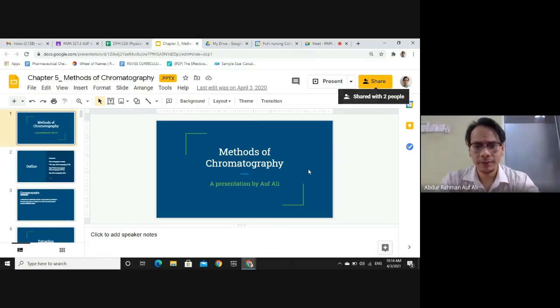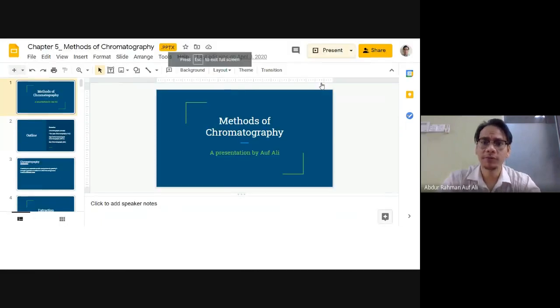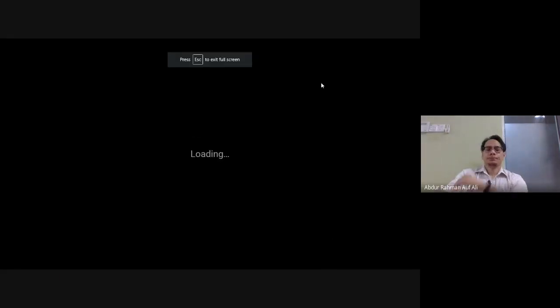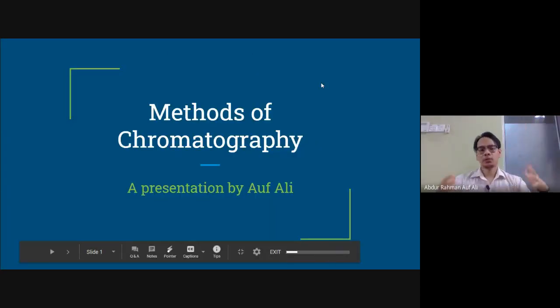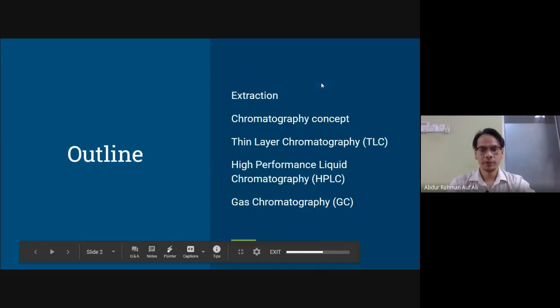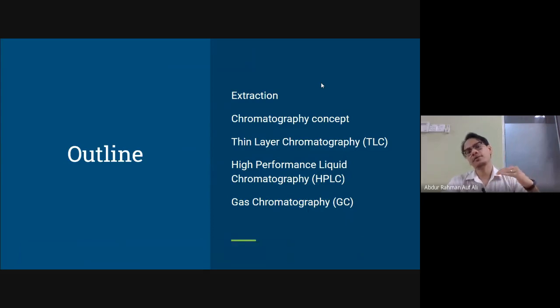Okay, let's just get into it. Okay, methods of chromatography. So this chapter kita akan go into a more specific analysis, more specific instruments dalam chromatography. So dalam this chapter also, which is chapter 5, kita akan tengok methods of separation. Okay, these are the topics yang ada dalam this chapter: extraction, concept of chromatography, and the instruments TLC, HPLC, and GC.